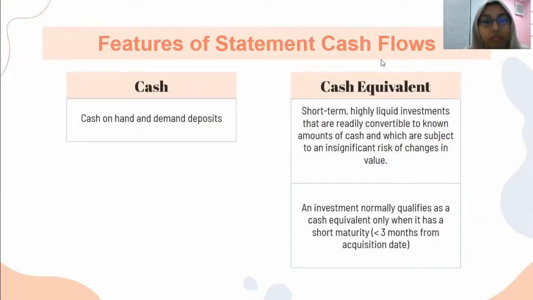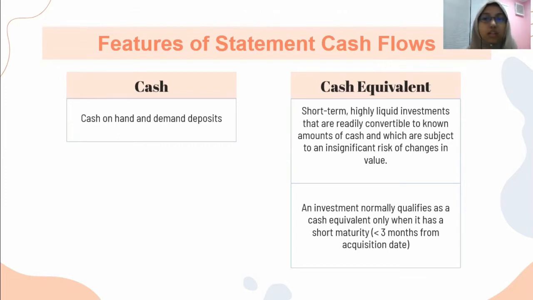Features of statement of cash flow. In cash flow statement, there contain cash and cash equivalent. Cash consists of cash on hand and demand deposits. Demand deposit is a type of an account from which funds can be withdrawn at any time without having to inform the bank. Most of the checking and saving accounts are demand deposits. Meanwhile, for cash equivalent, it is a short-term, highly liquid investment that are readily convertible to known amount of cash and which are subject to insignificant risk of changes in value.